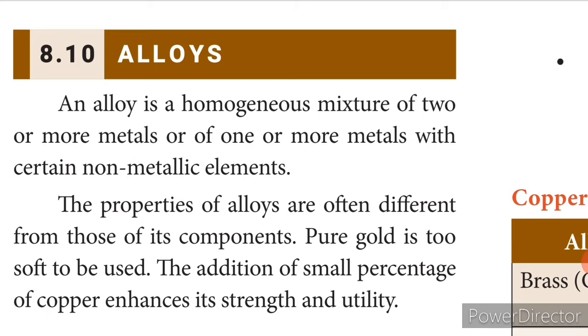Now why is an alloy prepared? The alloy is made to increase the strength and the utility of the metal, or you can say it is prepared to enhance the strength and the utility. And moreover, to avoid the corrosion, which is called rusting. We said rusting, isn't it, the corrosion? So to avoid the corrosion, alloys are sometimes prepared.